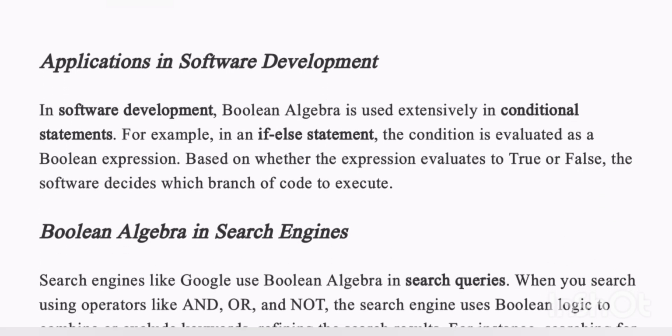Applications in software development. In software development, Boolean algebra is used extensively in conditional statements. For example, in an if-else statement, the condition is evaluated as a Boolean expression. Based on whether the expression evaluates to true or false, the software decides which branch of code to execute.